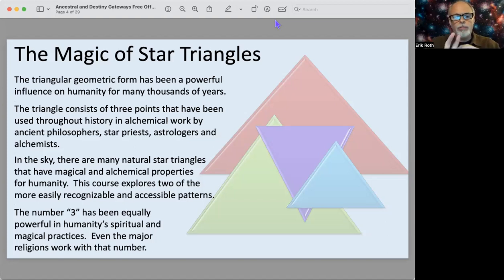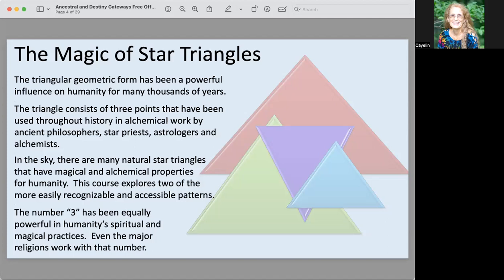But this course is focusing on the two: the ancestral origin and the divine destiny. And then the number 3 has been equally powerful. 3 stars in each of those triangles, equally powerful in spiritual and magical practices. Even the major religions work with that number in countless ways. The power of 3 is pretty potent in our lives, in various ways, even in everyday life, depending on one's awareness of that. Caitlin, I don't know if you want to share anything about that.